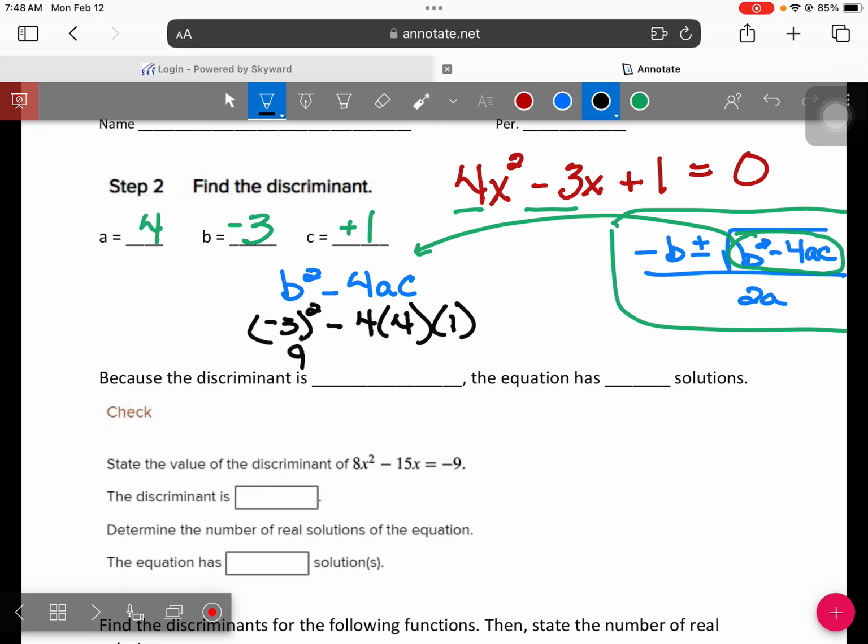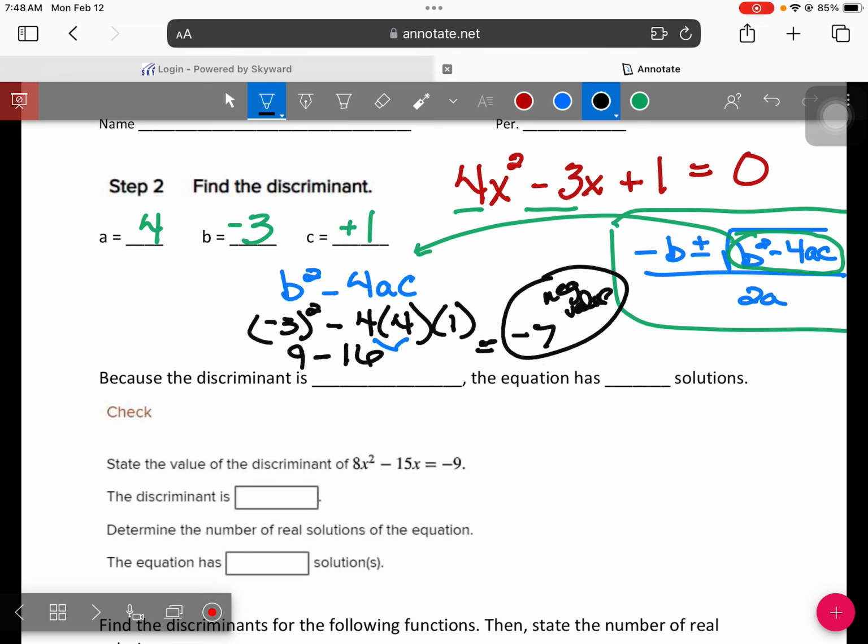Positive 9 minus, okay, do I take 9 minus 4 or do I take 4 times 4? Yeah, 4 times 4 is going to be 16, and 16 times 1 is still that 16. So 9 minus 16 is negative 7. That is a negative value.